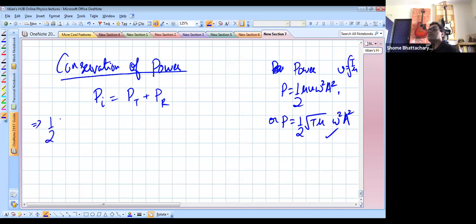So half square root of T mu, now the incident wave is existing in the string of this thing, string 1, omega square into A incident square. Transmitted wave is existing in the second string.